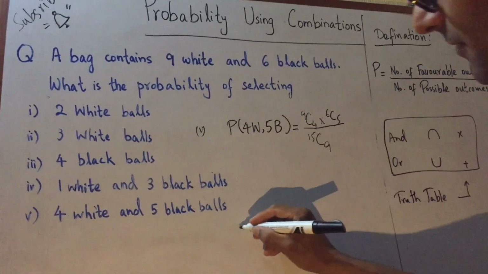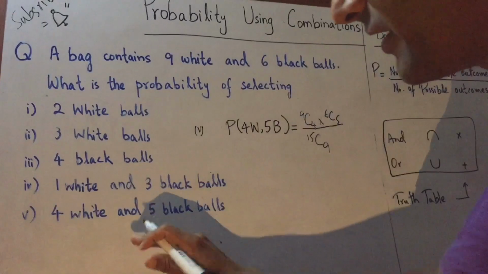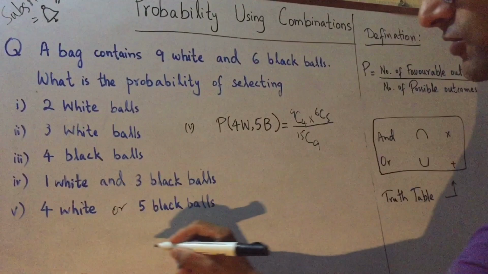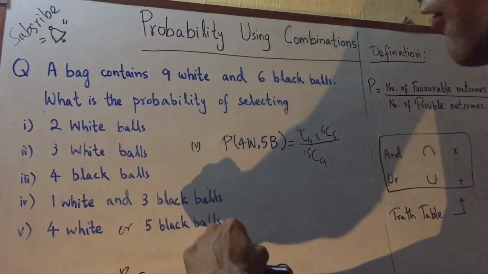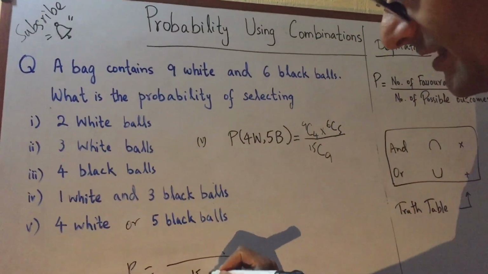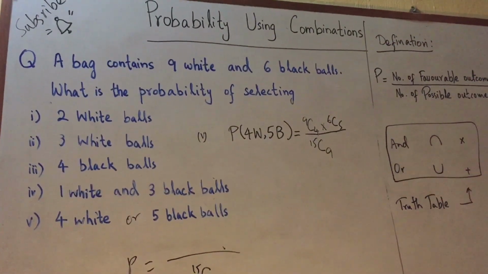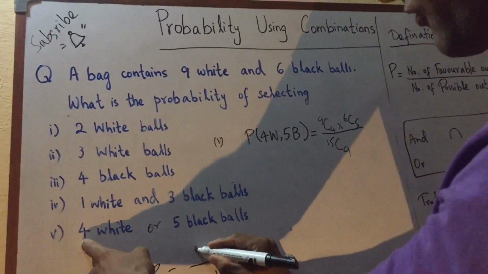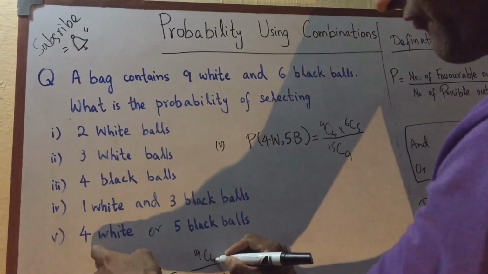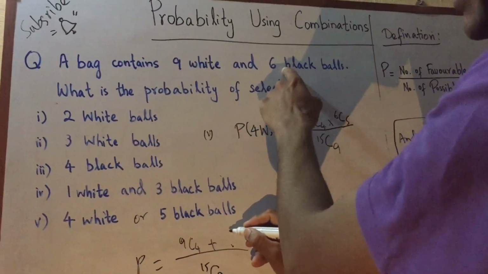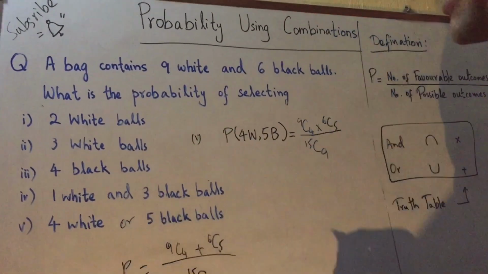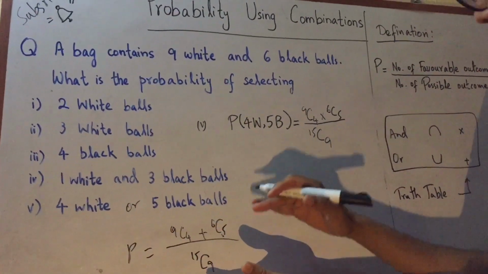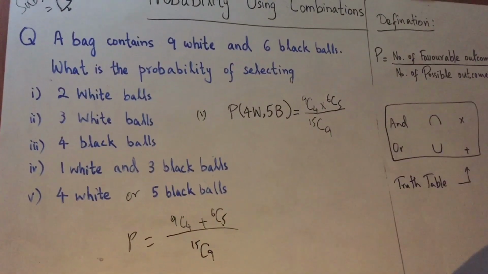You see in an exam, suppose 4 white or 5 black balls. So the probability for 4 white or 5 black balls is: 15C9 is the total number of possible outcomes, and the number of favorable outcomes is 9C4 plus 6C5. As I said before, probability is a ratio between the number of favorable outcomes divided by total possible outcomes.